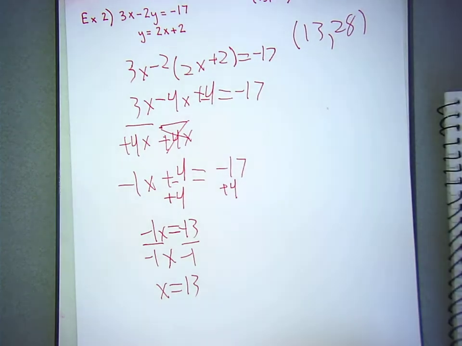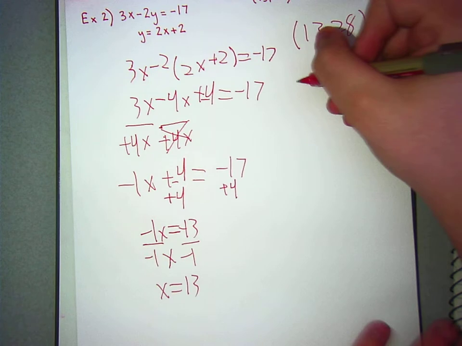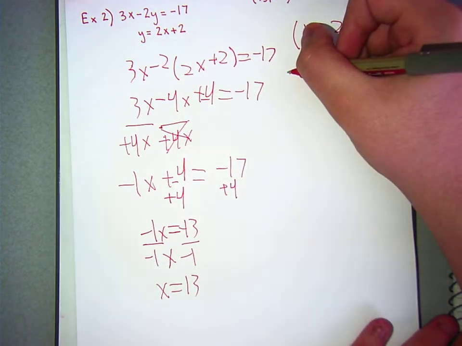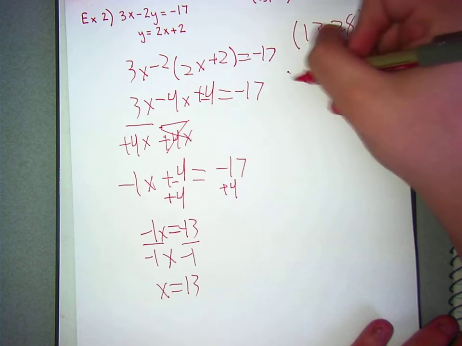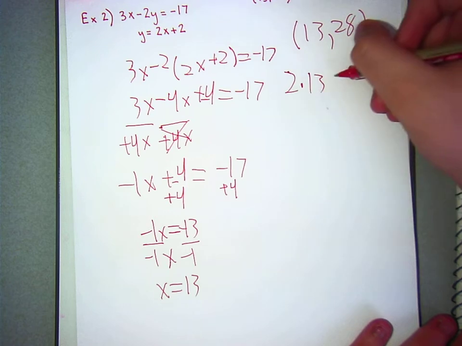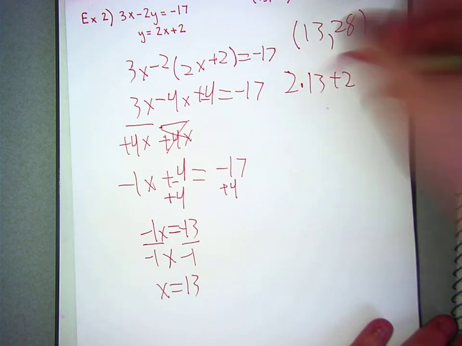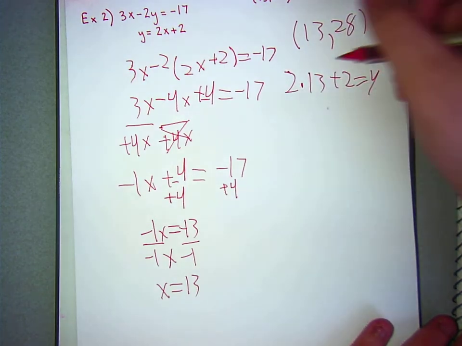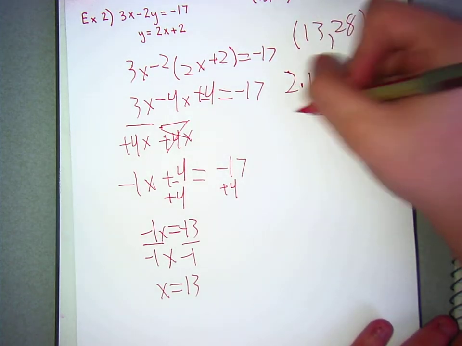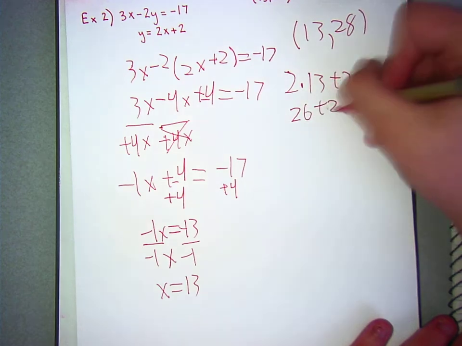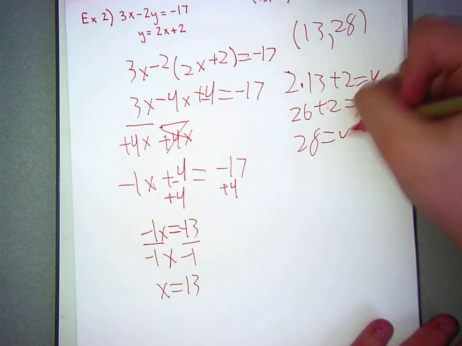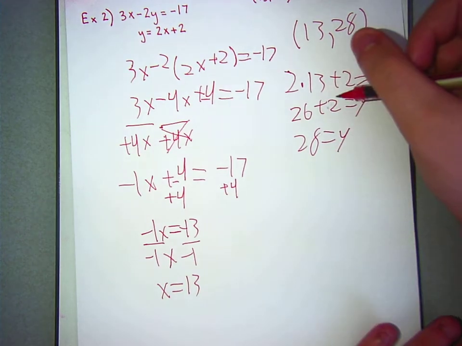Y equals 2x plus 2. You're going to plug in x, so 13. So y equals 2 times 13 plus 2. Multiply the 2 times 13, that's 26. 26 plus 2 equals y. And add the 2 to that, 28 equals y. And then you graph it at 13, 28.